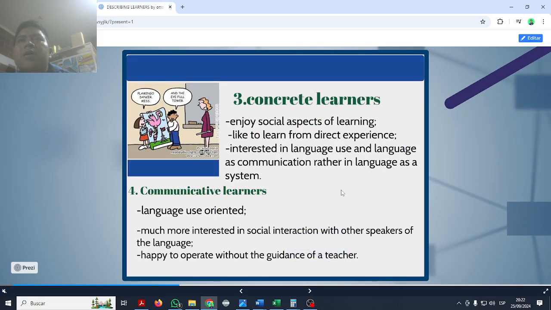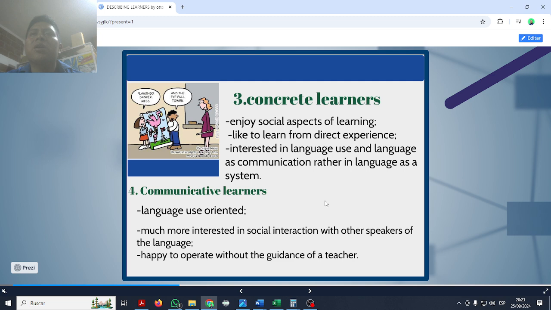Concrete learners enjoy social aspects of learning and like to learn from direct experience. Communicative learners are language use oriented, much more interested in social interaction. Some students like to talk and talk, to say anything, but others are concrete about your progress and your concentration.